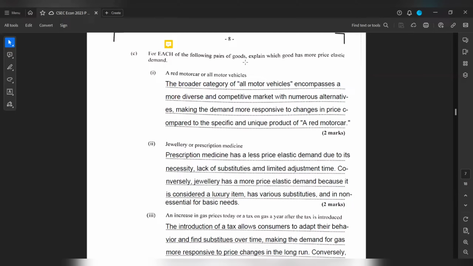Jewelry or prescription medicine. Prescription medicine has a less price elastic demand due to its necessity, lack of substitutes, and limited adjustment time. Conversely, jewelry has a more price elastic demand because it is considered a luxury item, has various substitutes, and is non-essential for basic needs.